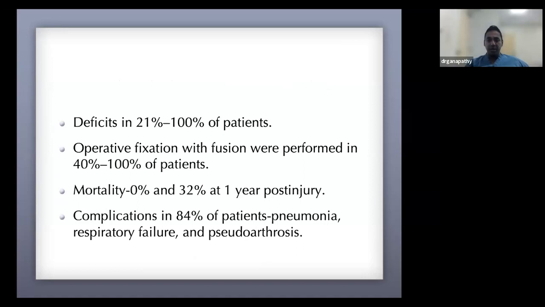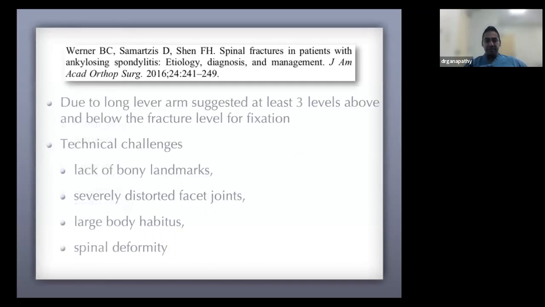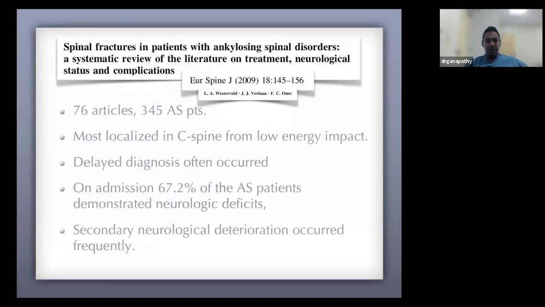Pneumonia was the number one, with respiratory failure and pseudoarthrosis next. Deterioration was reported in 16%. And the key thing here is fusion was successful in almost 100% of patients, from 87 to 100. Deficits did improve in up to 66% at the final follow-up, but depending on the initial presentation, this can vary. So you're starting to see common trends here. I'm going to skip to some of the other more pertinent questions that we talked about.